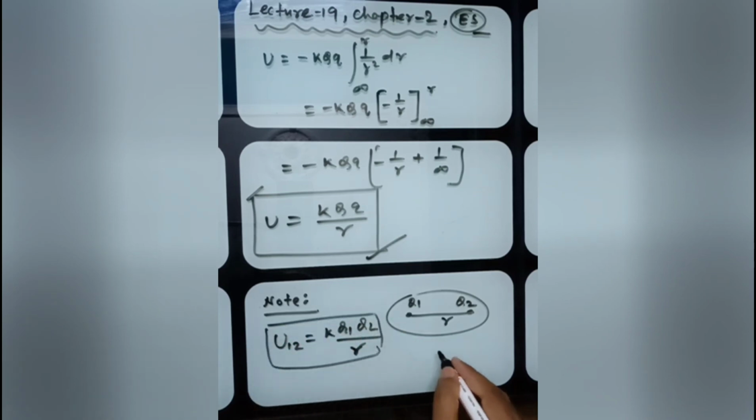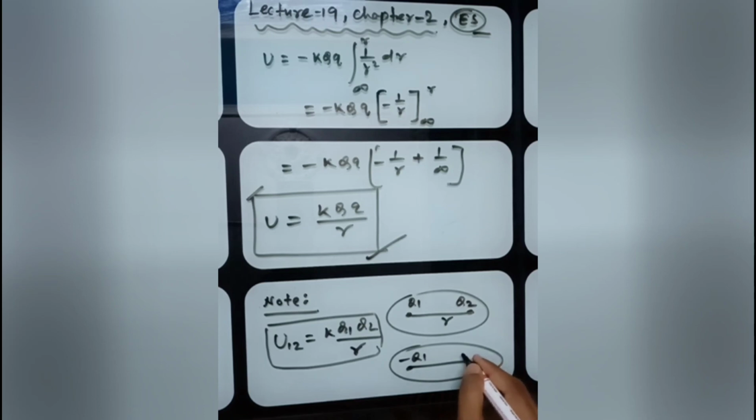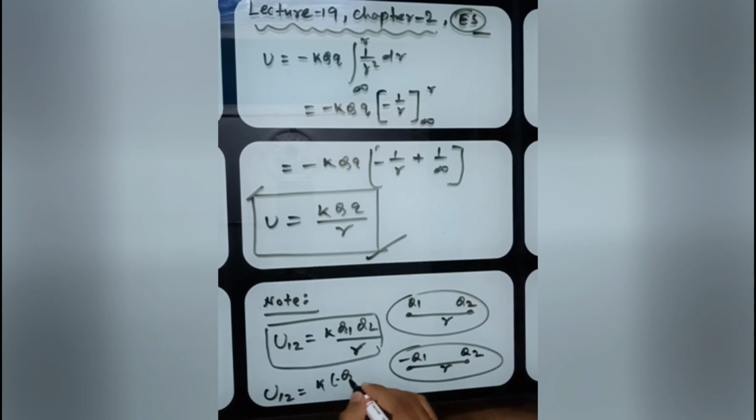Remember, if this system has the charges in this way, minus q1 and another plus q2 at the same distance, then you will write the potential energy U12 as k(−q1)q2 by r. Here you have to write the potential energy with the proper sign. If both are negative, you will write negative negative. If one is negative and one positive, you write negative positive. If this is positive and this is negative, you write this positive and this negative.